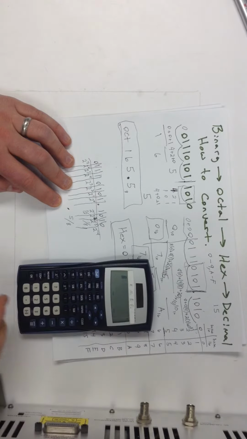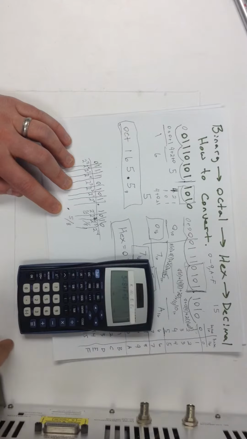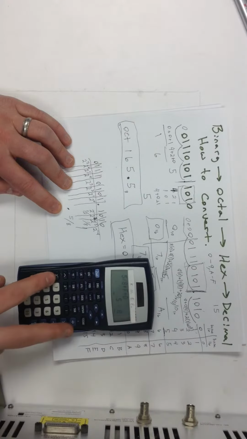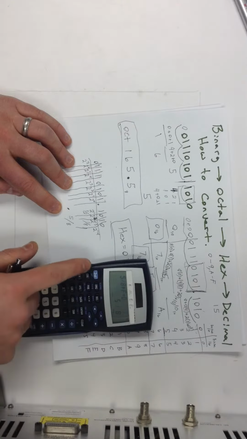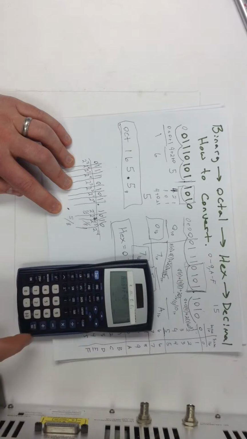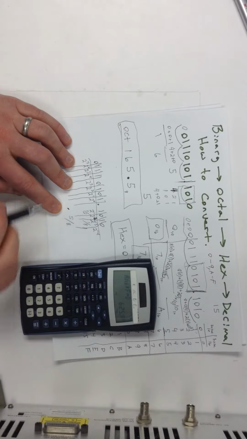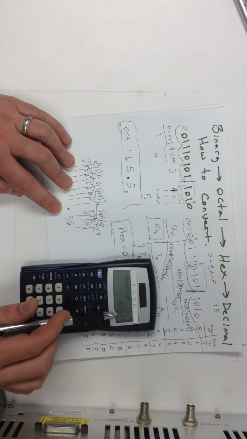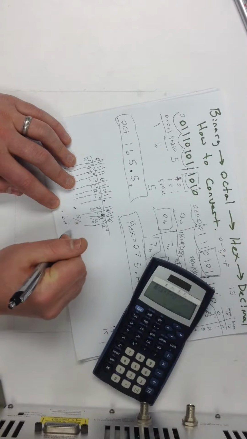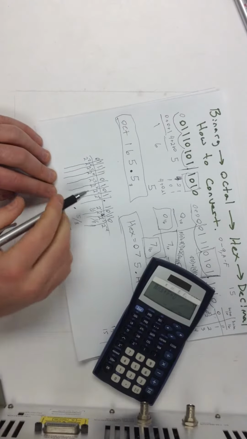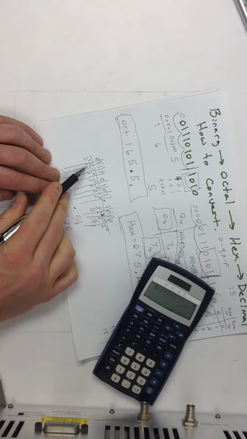So if we're going to find a decimal representation of that, we'll do 5 divided by 8, and then fraction to decimal conversion on the calculator. And that gives us 6.25 times 10 to the negative third. So 0.625 is our decimal conversion. So let's go ahead and do the other side here.